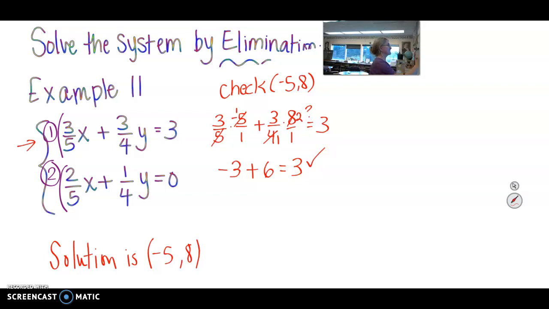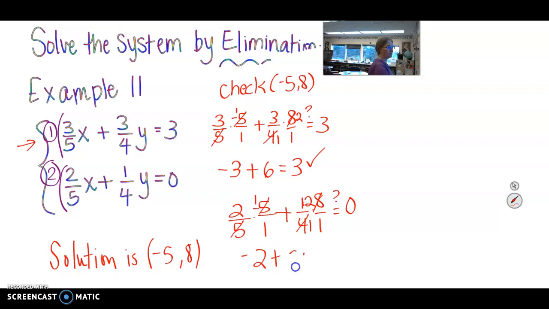And then testing it in the second one, I have 2/5 times negative 5 over 1 plus 1/4 times 8 over 1. Does that equal 0? This 5 and that negative 5 simplifies to negative 1, so this is negative 2 plus 4 goes into itself once and into 8 twice, so it's 1 times 2. Negative 2 plus 2 does equal 0.